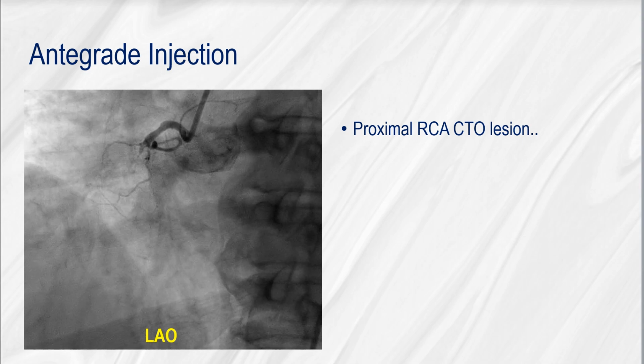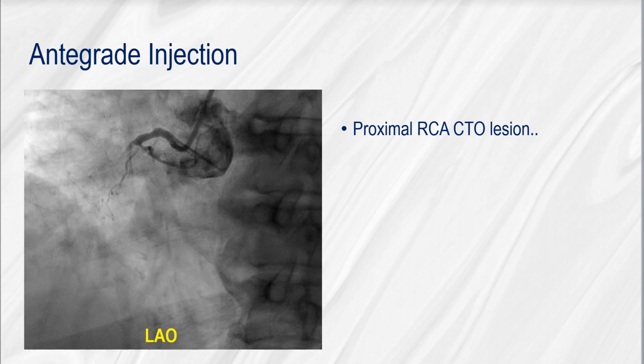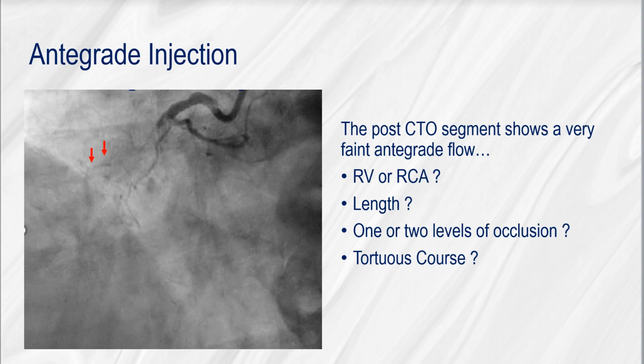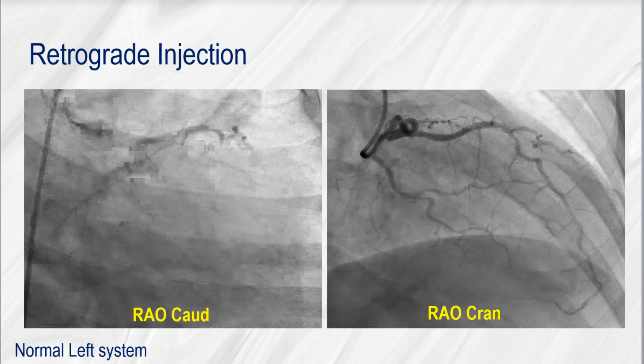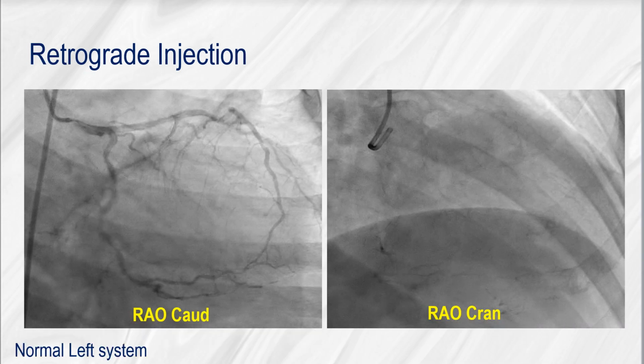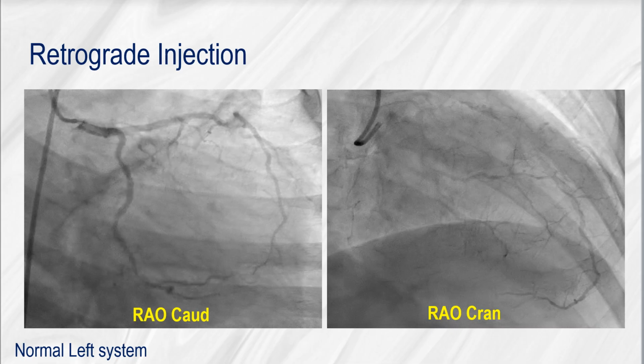With antegrade injection, there is proximal RCA C2O lesion. The post C2O segment shows a very faint antegrade flow. Is it RV or RCA proper? What is the length? Is it 1 or 2 levels of occlusion? Is it a tortuous course? While the retrograde injection shows a normal left system.